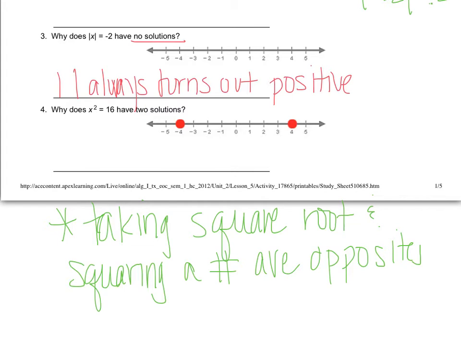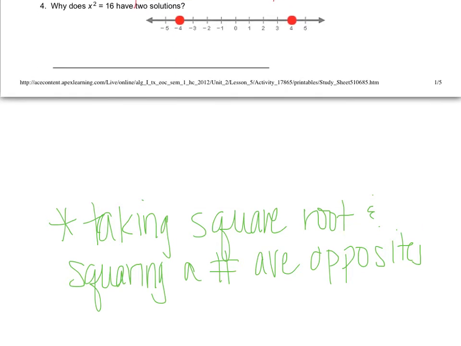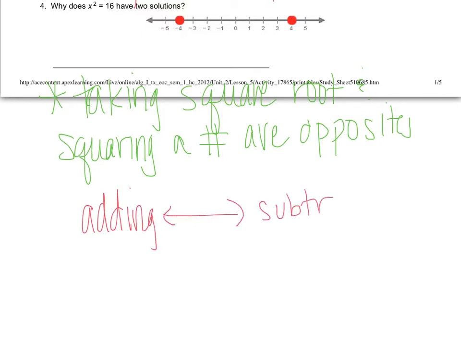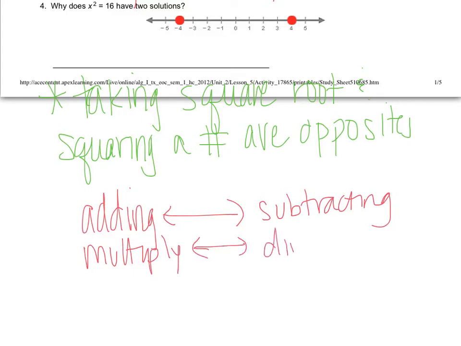So when we were adding and subtracting, to solve the problem, we had to do the opposite. The opposite of adding was subtracting. The opposite of subtracting was adding. When we were multiplying and dividing, we had to solve by doing the opposite. So the opposite of multiplying was dividing. The opposite of dividing was multiplying. Let's write that all down. So adding, to solve, we had to subtract. And for subtracting, we had to add. For multiplying, to solve, we had to do the opposite, which was to divide.